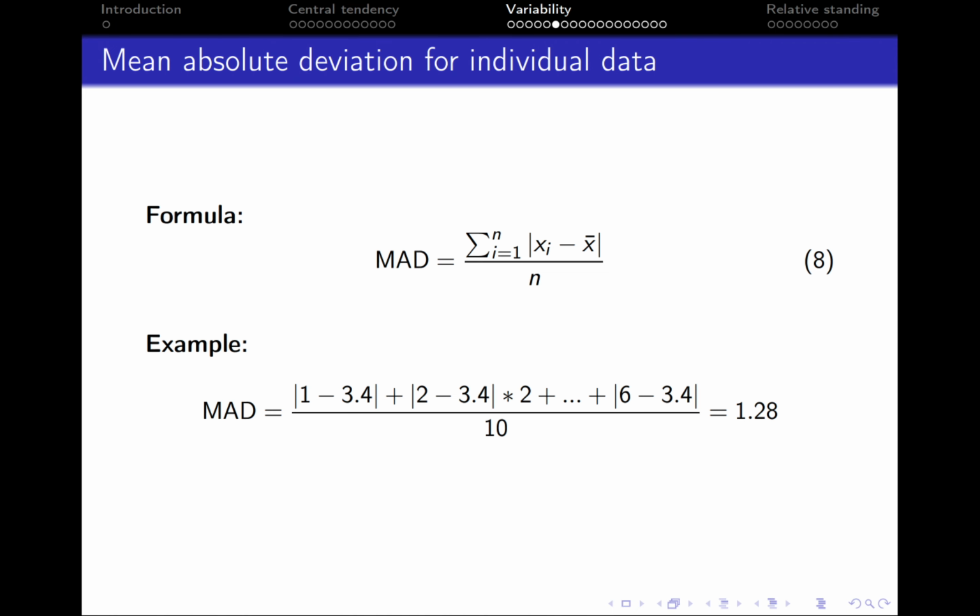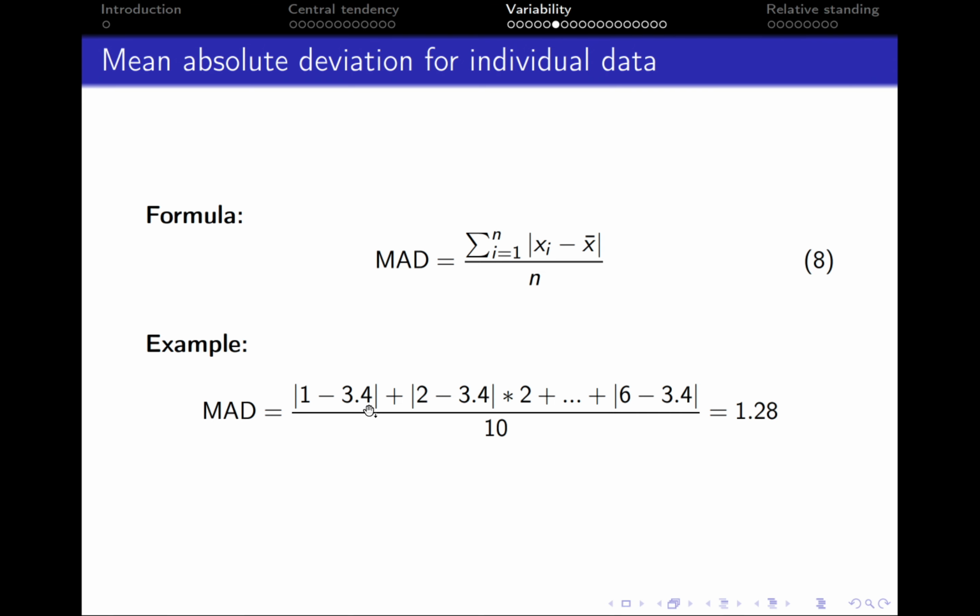Another way the variability of data can be assessed is using mean absolute deviation, and here is the formula. So xi is the individual value, so each value from the data set, x with the bar is the mean value, the average, and for each individual observation we subtract the mean value. After this, we take the absolute value of this difference, sum those absolute values, and divide by the number of observations.